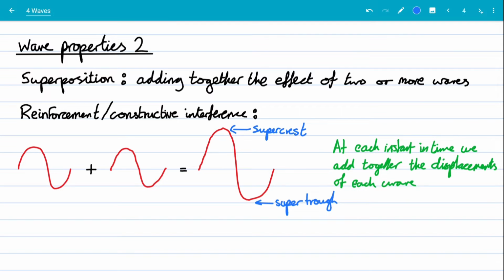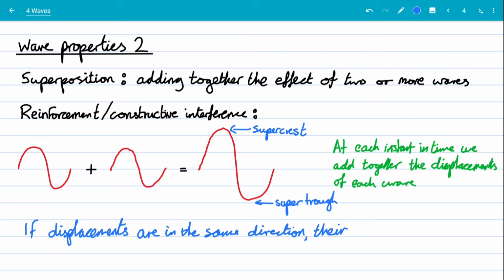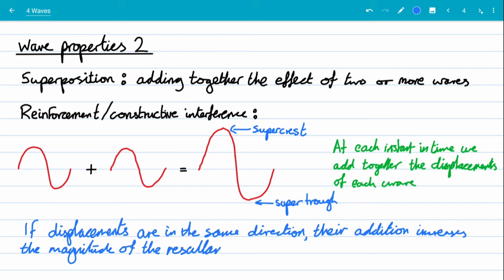So maybe I should make a note of that. I should say, if displacements, I'll try and write faster, but I'm not a very quick writer, are in the same direction, their addition, we're adding them together, their addition increases the magnitude of the resultant displacement. There we go. And I think that's pretty clear.